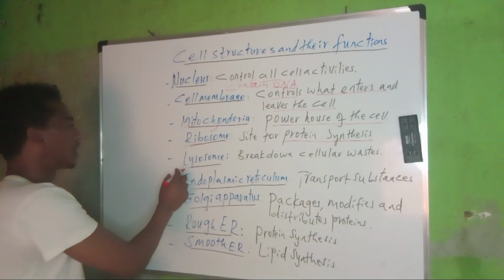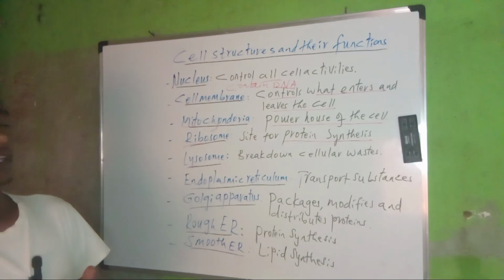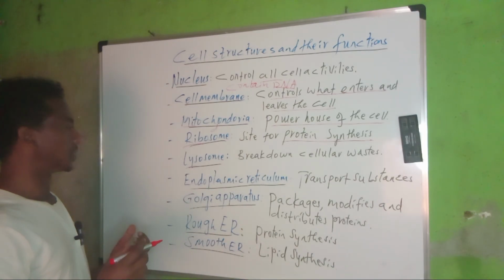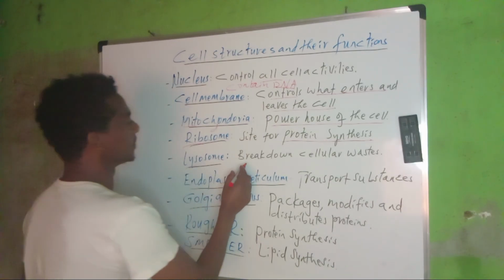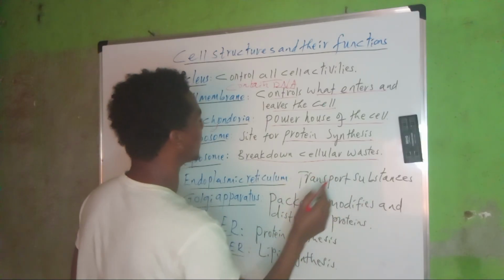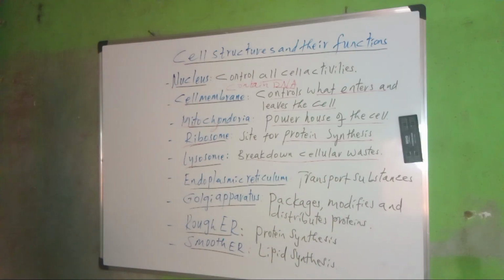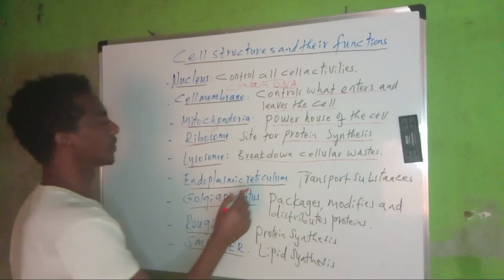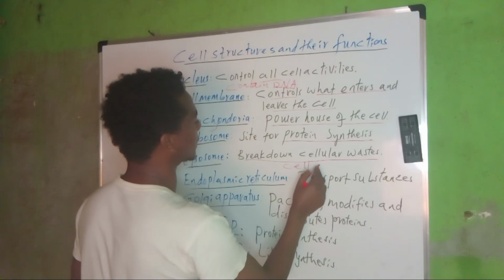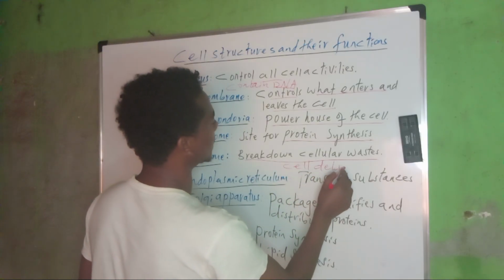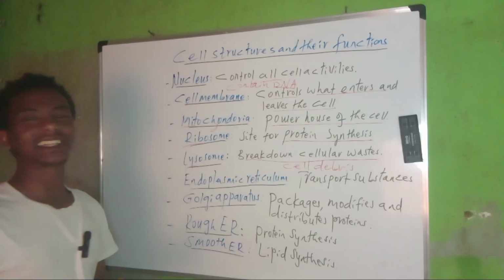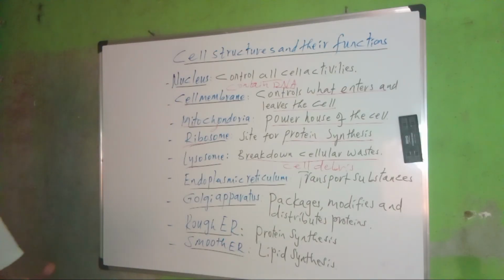And the next one is lysosome. Lysosome can produce some enzymes, and those enzymes may break down cellular wastes or remove cellular debris. Sometimes it is known as the recycling center for the cell.